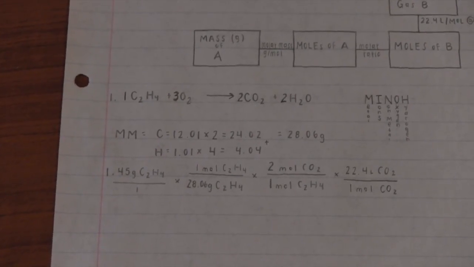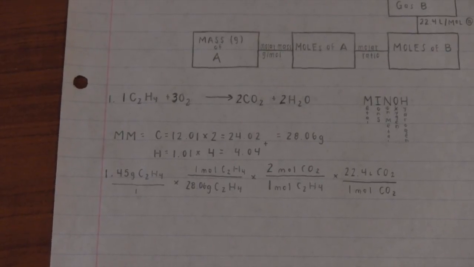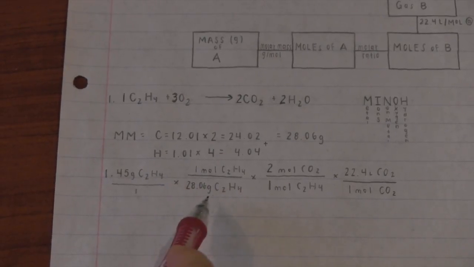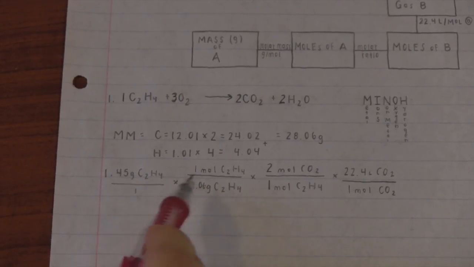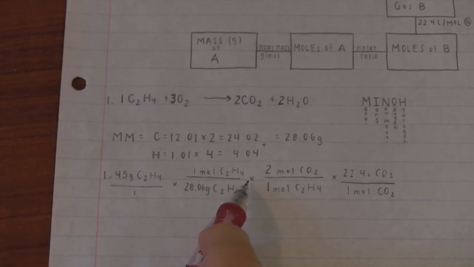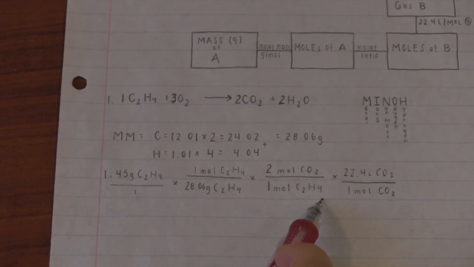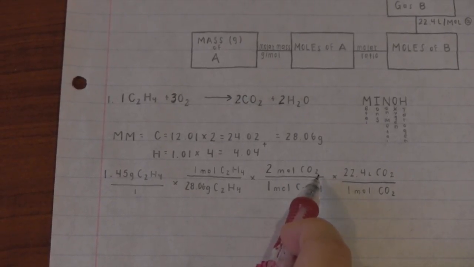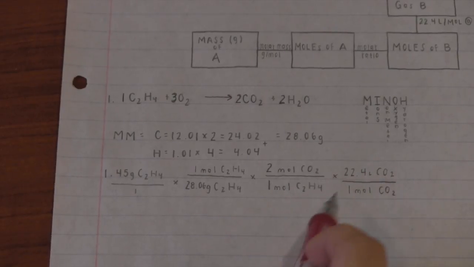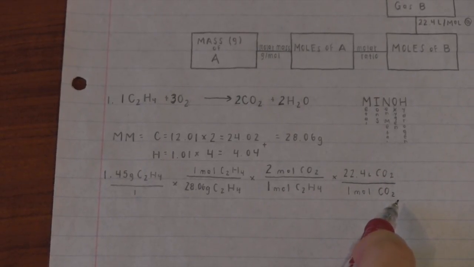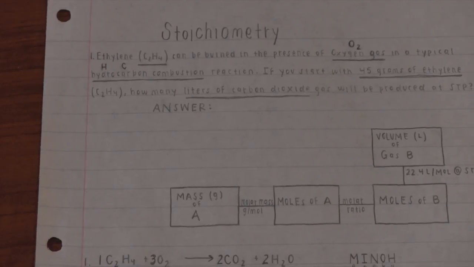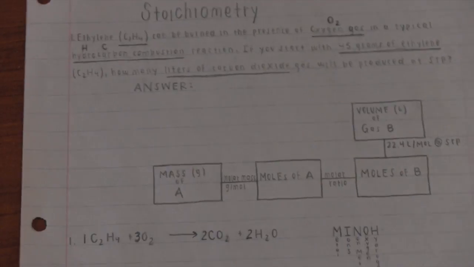You then check your dimensional analysis problem to make sure you ended up with what you needed. You have grams of C2H4 on the top and also grams of C2H4 on the bottom, meaning they cancel. You have moles of C2H4 on the top and also moles of C2H4 on the bottom, which means they also cancel. Finally, you also have moles of CO2 on the top and moles of CO2 on the bottom, meaning they cancel, and finally you're left with liters of CO2, which is what it asked for in the problem, liters of carbon dioxide gas.